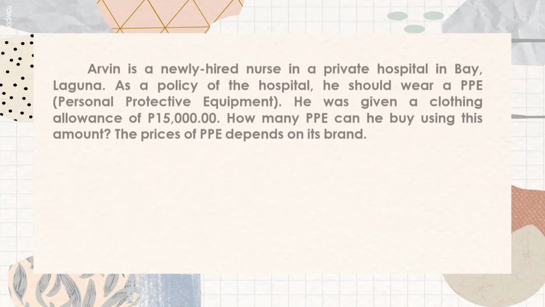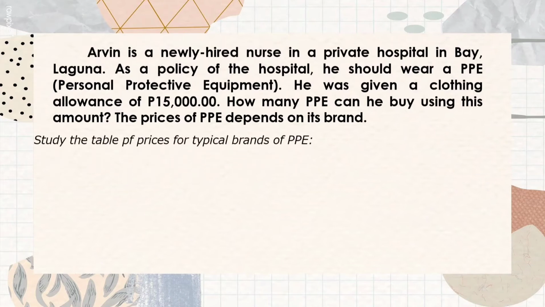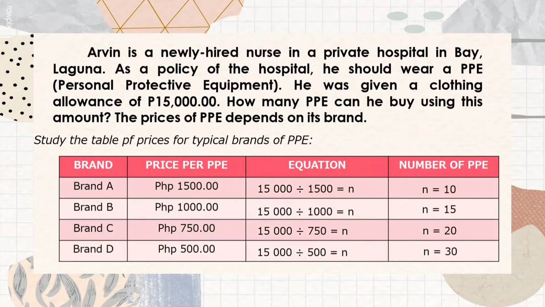Okay, so let's have another example. Arvin is a newly hired nurse in a private hospital in Bay, Laguna. As a policy of the hospital, he should wear a PPE or the personal protective equipment. He was given a clothing allowance of 15,000 pesos. How many PPE can he buy using this amount? The prices of PPE depend on its brand. So let us try to study the table of prices for the typical brands of PPE. Look at the table.